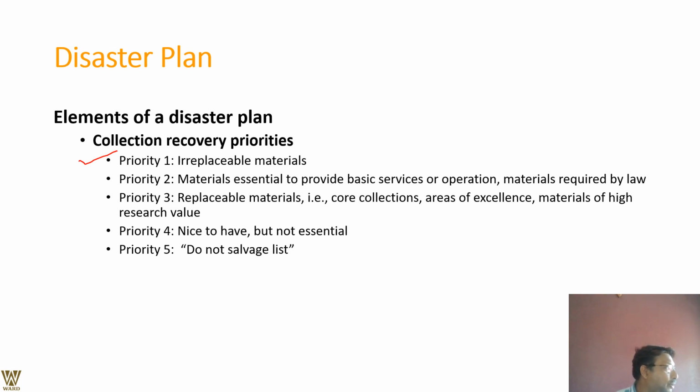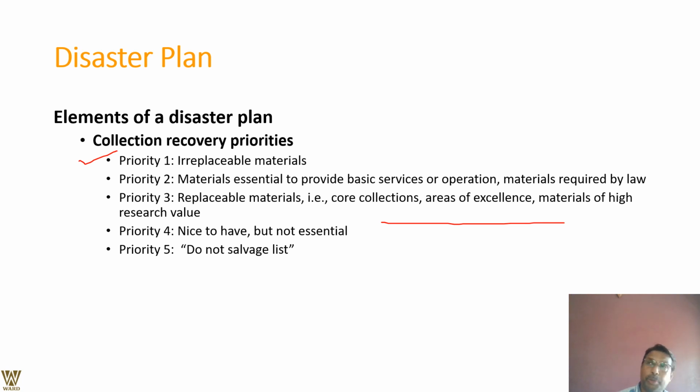Now we need to understand that oxygen needs to be provided. If there is a constraint, water needs to be provided to the victims there. Lives should be protected and given more priority over property. Then comes priority number 3, replaceable material like the core collection, areas of excellence, materials of high research value, your documents, your research values. These are things that you need to pull out, excavate altogether, in case of a disaster.